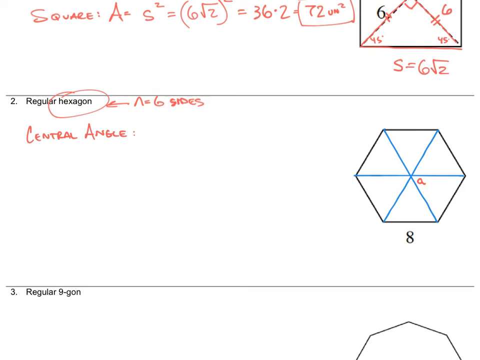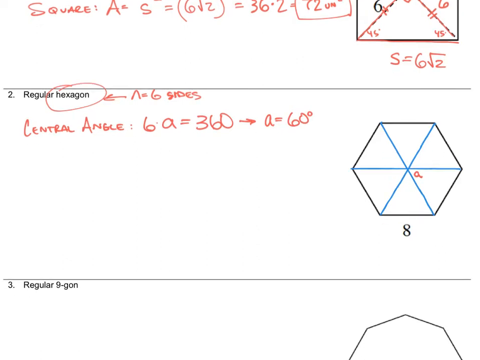So in this hexagon we have, let's see, there's 1, 2, 3, 4, 5, 6 of those central angles. So 6 times A has to be equal to, well, if I take one complete revolution around, I have 360 degrees. So 6 times A has to be 360 degrees. I do 360 divided by 6, and I get that A equals 60 degrees. Okay, so we've identified this thing that I'm calling a central angle, and in a hexagon it has a measure of 60 degrees.